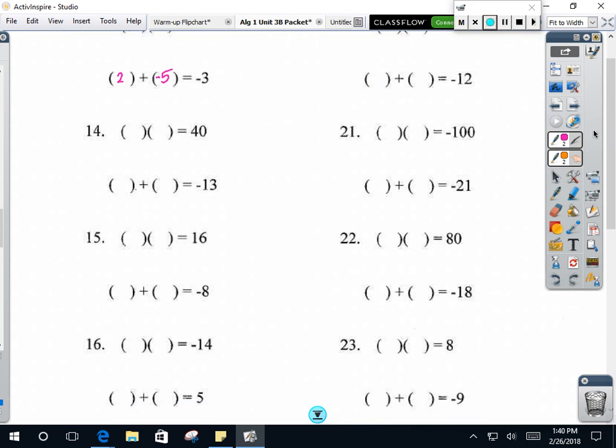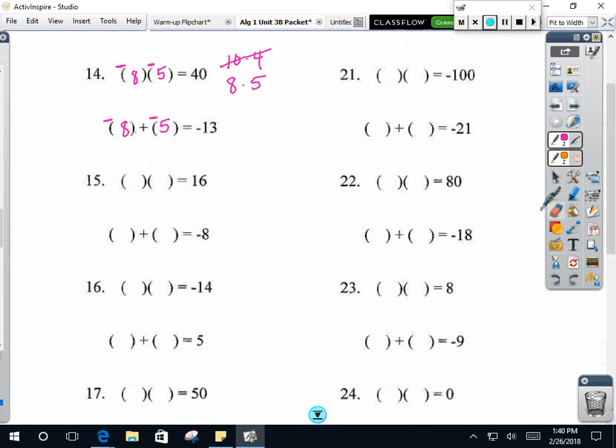Okay, number 14. What are some numbers that multiply to give you 40? Okay, are you going to get a 13 when you add a 10 and a 4? So what are some other numbers that multiply to 40? 8 and 5. Okay, but if you're adding these numbers and they need to add up to negative 13, they both need to be negative. Negative 8 plus negative 5 equals negative 13, and negative 8 times negative 5 equals positive 40.